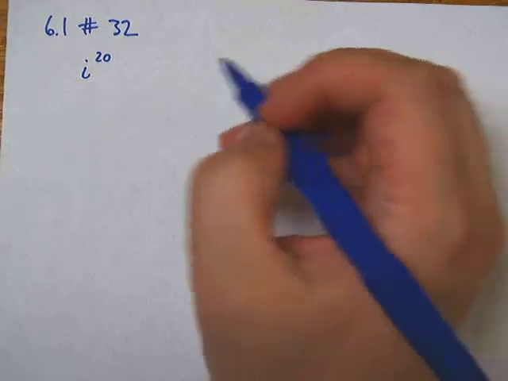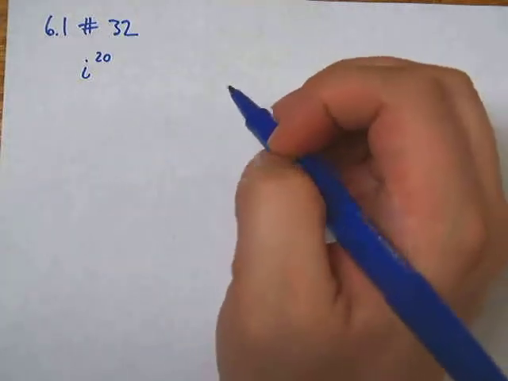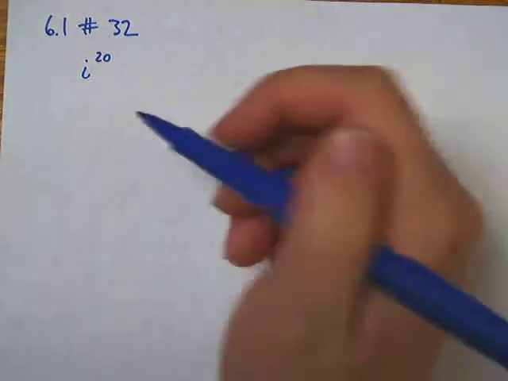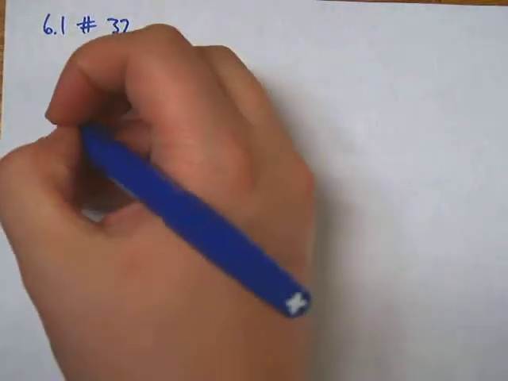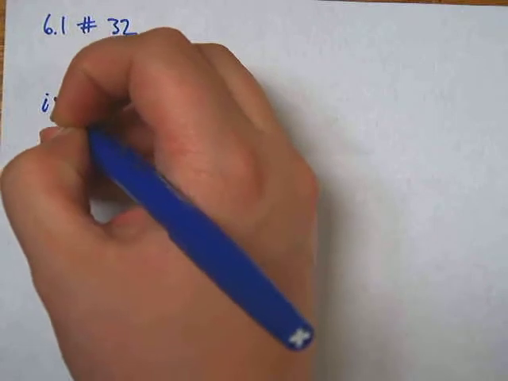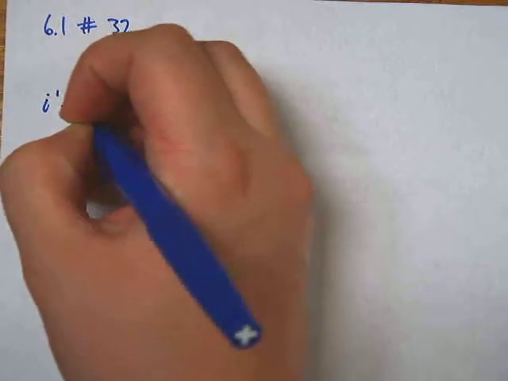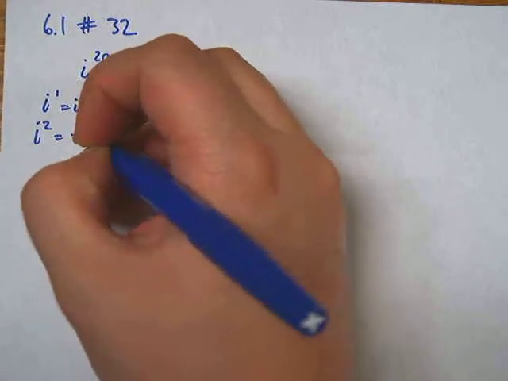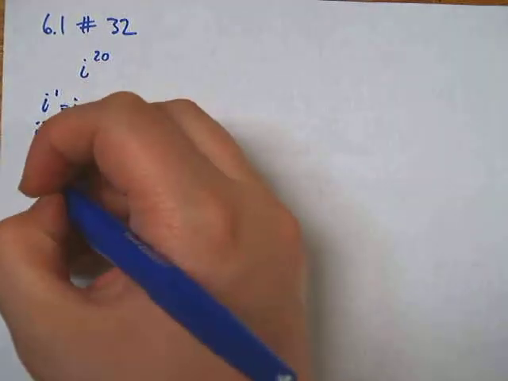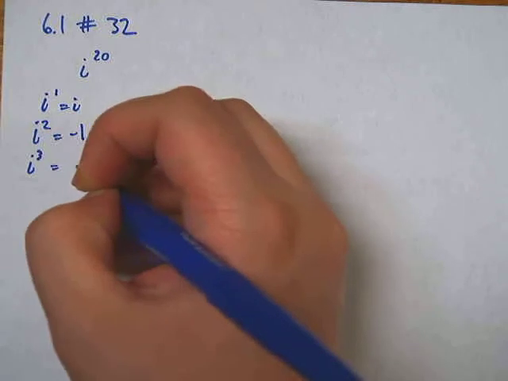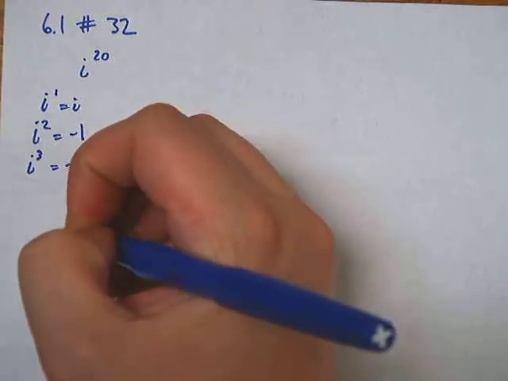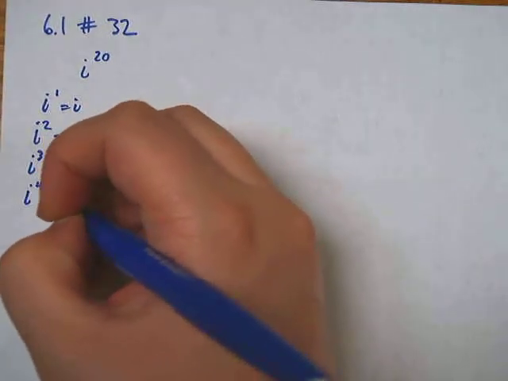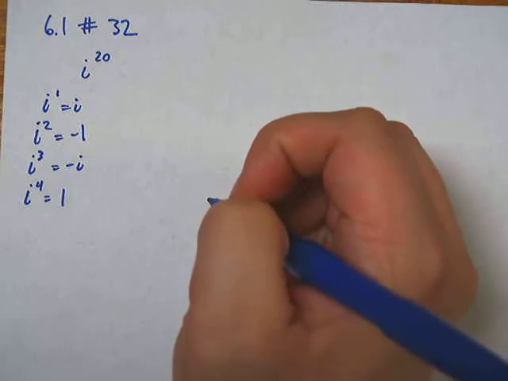And when we're simplifying i to different powers, it's helpful to have the 4 that repeat written down. So we know that i is just i. That's i to the first power. i squared is -1. i cubed is -i, and i to the 4th is 1.